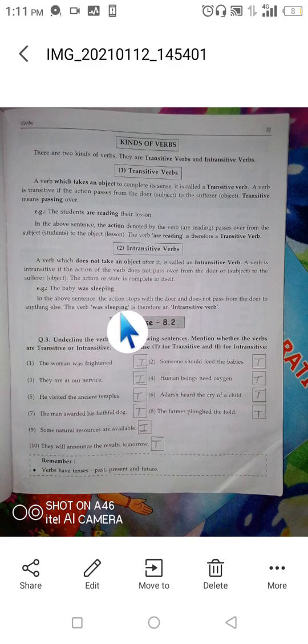So in the above sentence the action stops with the doer and does not pass from the doer to anything else. The verb was sleeping therefore is an intransitive verb. Okay, so ये बहुत सिंपल था.